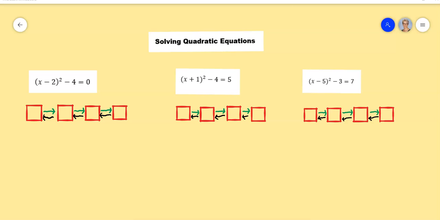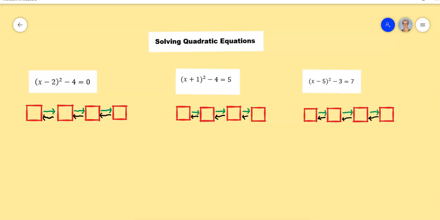We have three quadratic equations here that I want to go through solving. Let's look at the first one. X minus 2 squared minus 4 is equal to 0. Now, we'll start with the flowchart and go through what is being performed on X to get to our answer.